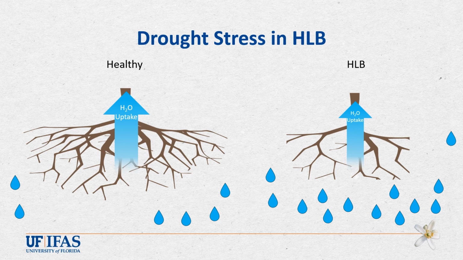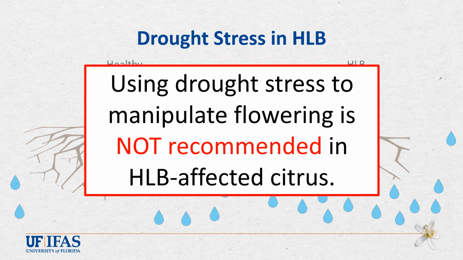HLB severity is also highly variable within a grove, which makes implementing a uniform stress very, very difficult to do. It's for these reasons that using drought stress to manipulate flowering is not recommended in HLB-affected citrus. Using this method will likely do more harm than good.